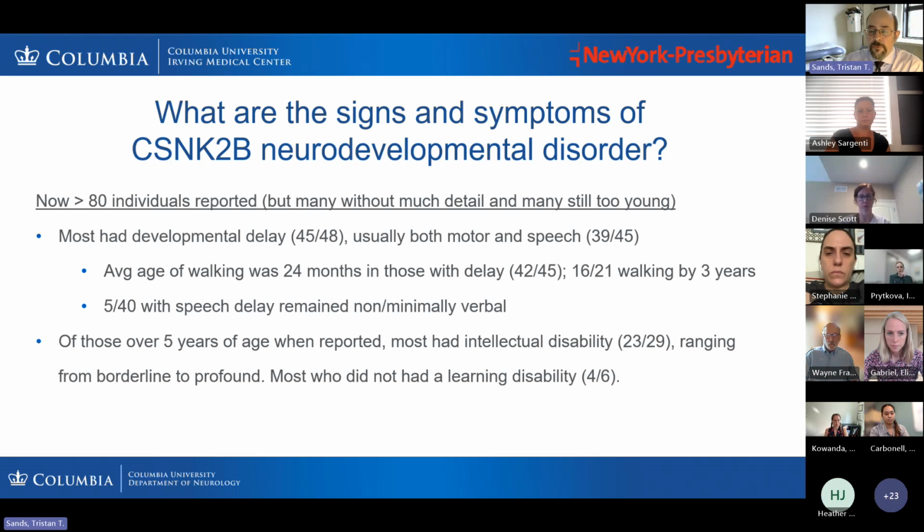For the ones that were over 5 years of age, that you can kind of assess their cognitive function, most had some level of intellectual disability, but it really ranged from borderline, which many people would say that borderline is not intellectually disabled, it's borderline. And then there were patients who really did not meet criteria for intellectual disability, but many of them had a learning disability. And so again, quite a spectrum of severity.